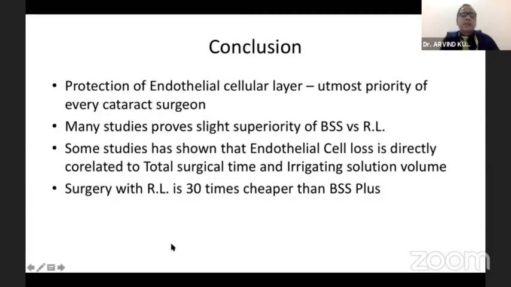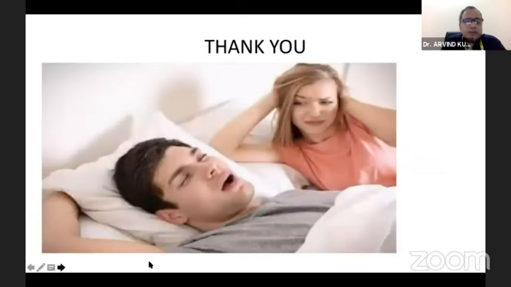So, in conclusion, the protection of the endothelial cellular layer is the utmost priority of every cataract surgeon. Many studies prove slight superiority of BSS versus Ringer lactate. Some studies have shown that endothelial cell loss is directly correlated to total surgical time and irrigating solution volume. But surgery with Ringer lactate is 30 times cheaper as compared to BSS Plus. So now you can judge who is the SICS surgeon and who is the phaco surgeon.